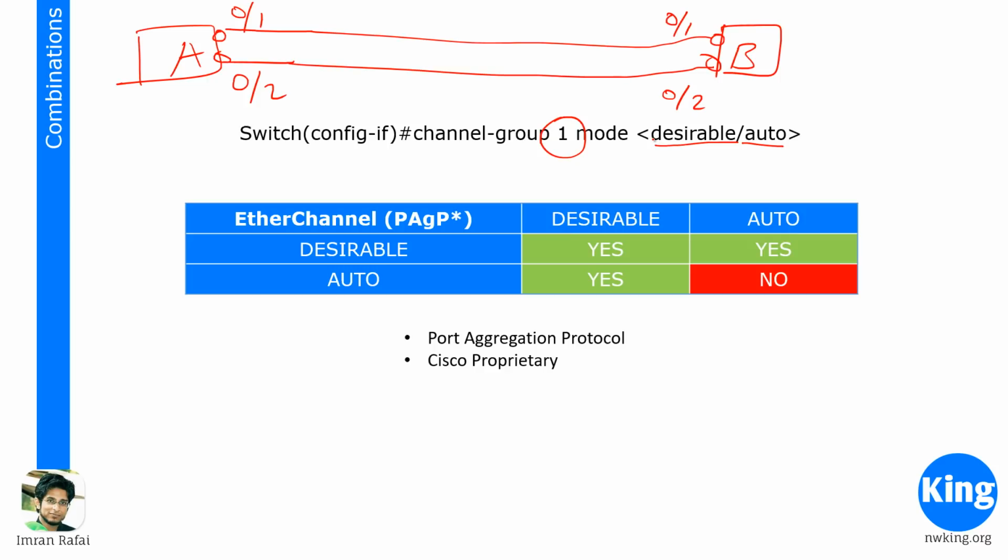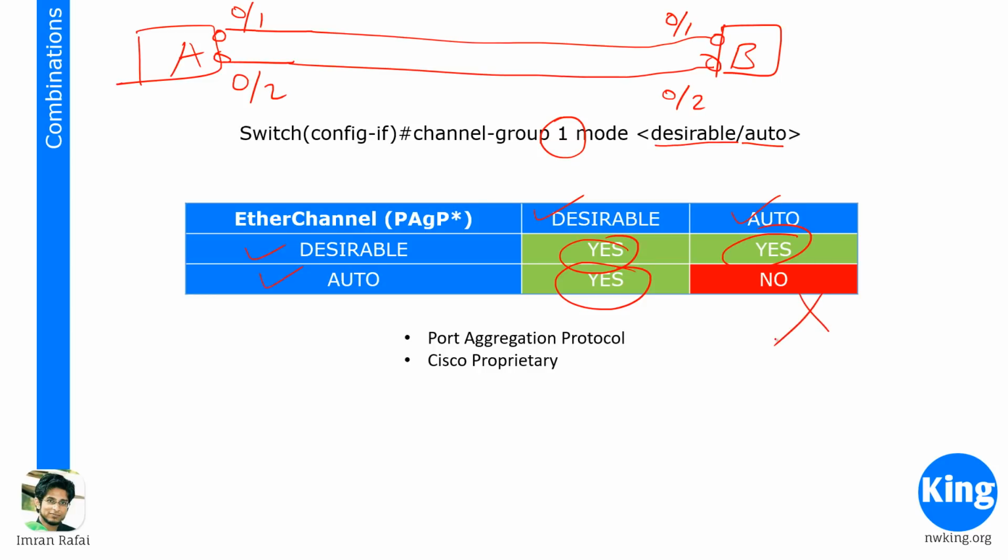So let's say you use desirable on one side, and this, let's say, is one side and the other side. If you use desirable on one side and desirable on the other side, the port channel will come on. If you use auto on one side and desirable on the other, the port channel will come on. If you say desirable and auto, the port channel will come on. But if you say auto and auto, the port channel will not come on.